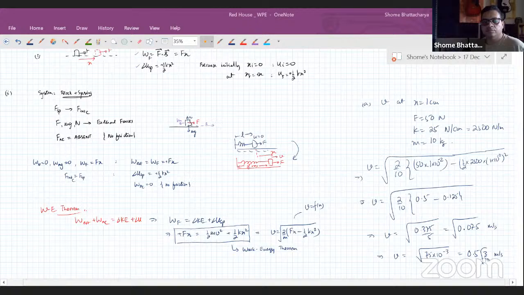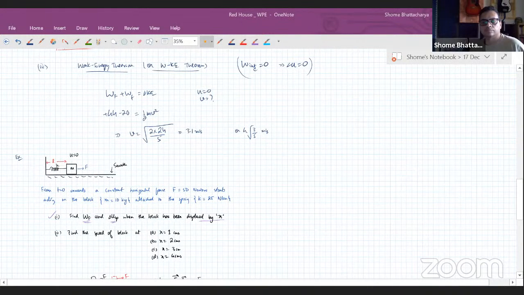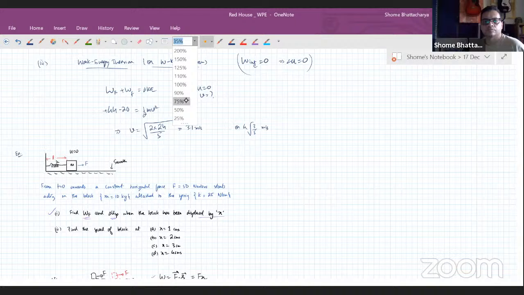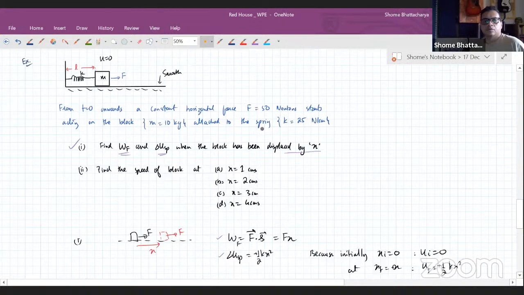Yeah, I'll show the question again. Okay, so a constant force of 50 newtons starts acting on the block of this much mass with spring constant this much. And initially the spring was at natural length and the block was having zero speed. So starting from rest, we have to find the speed of the block at various different values of x.